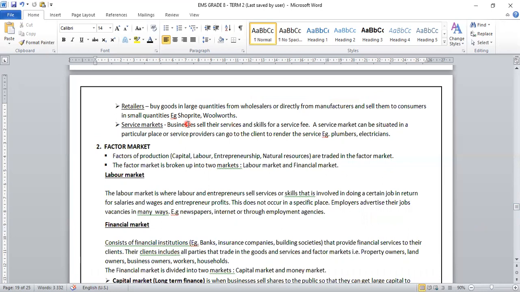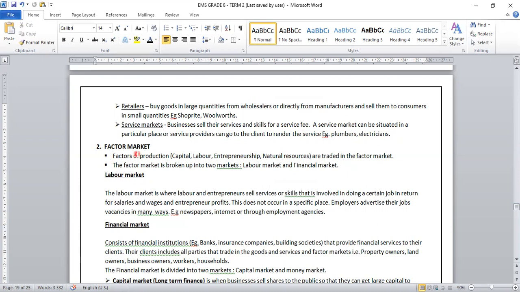So we look at service markets. Businesses sell their service and skills for a service fee. A service market can be situated in a particular place, or service providers can go to the clients to render the service. For example, service providers are plumbers, electricians, engineers, etc.